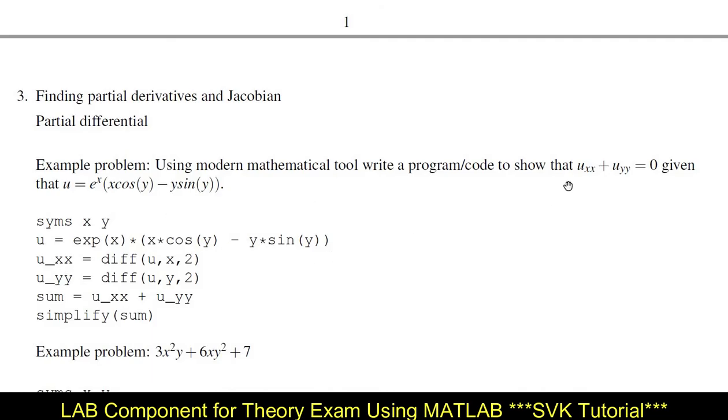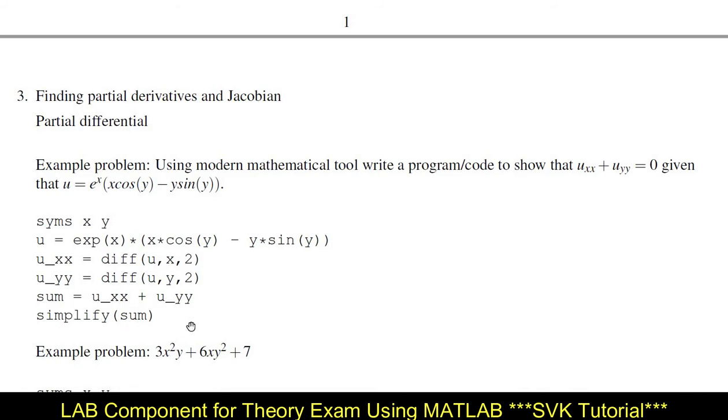Then find the higher order derivatives. uxx is given by diff of u comma x comma 2, and uyy is given by diff of u comma y comma 2. Then take the sum of these two expressions, that is, sum equal to uxx plus uyy.